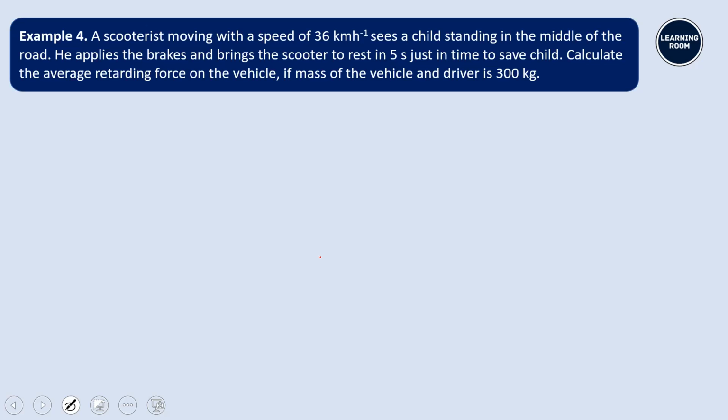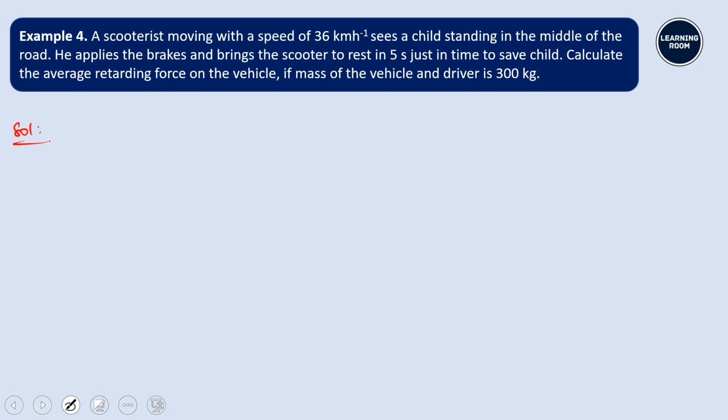Now the next question is, a scooter moving with a speed of 36 km per hour sees a child standing in the middle of the road. He applies the brakes and brings the scooter to rest in 5 seconds, just in time to save the child. Calculate the average retarding force on the vehicle if the mass of the vehicle and the driver put together is 300 kg. So let's try to take the data first.